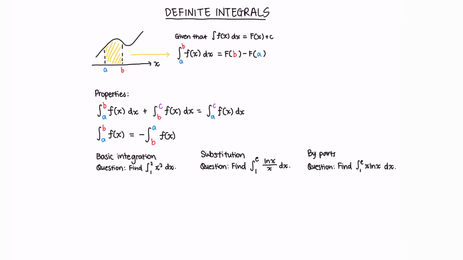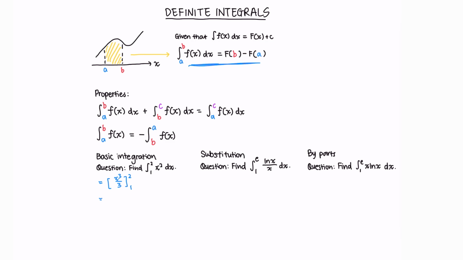Let's try out this question over here. Find the definite integral of x squared from 1 to 2. Now our first step is always to do the integration. So after you integrate x squared, you get x cubed over 3. And then I'll just write 2, 1 here. This means that I'm using 2 as my upper bound and using 1 as my lower bound.